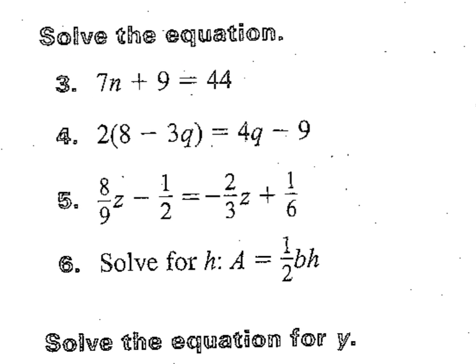In 3, 4, 5, 6, you're just solving the equation. Maybe it helps you, like the first one: if I were doing it, I'd say 7n plus 9 equals 44, and draw my line down through the middle. Remember, you want to get this n by itself, so I'd get rid of this first and then get rid of that over there.